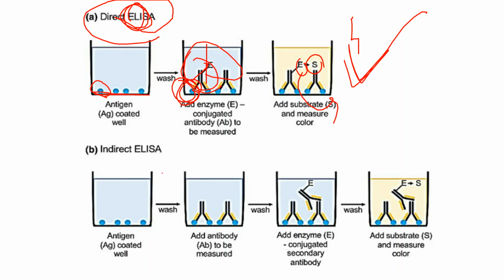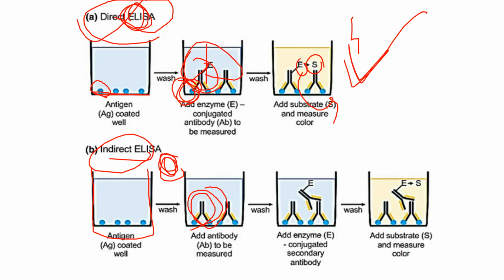What happens in the case of indirect? There is first a coating of this antigen in the well. After that, we add the antibody which we want to be measured. This is for more sensitivity, if the concentration of any titer is very low. In some diseases, for example if a virus infection has just started, the titer is very low. For that we go for the indirect ELISA, because it is even more sensitive than the direct ELISA.